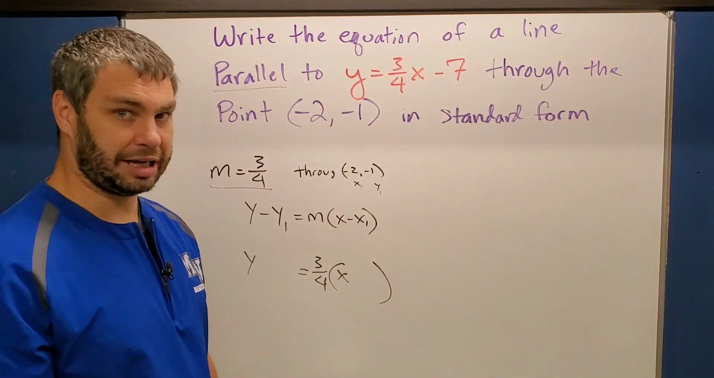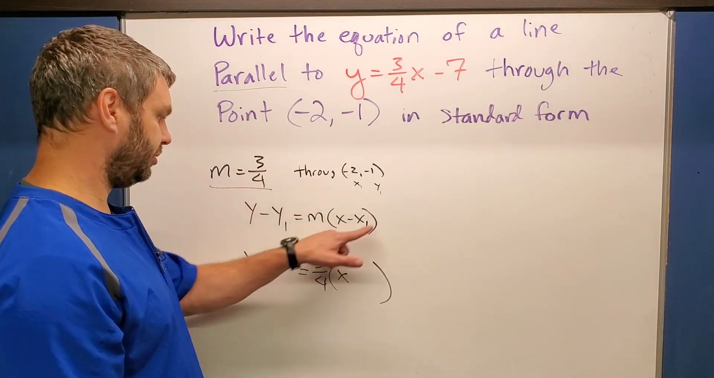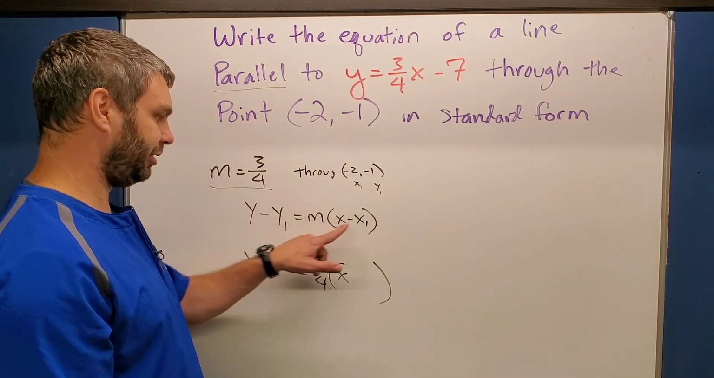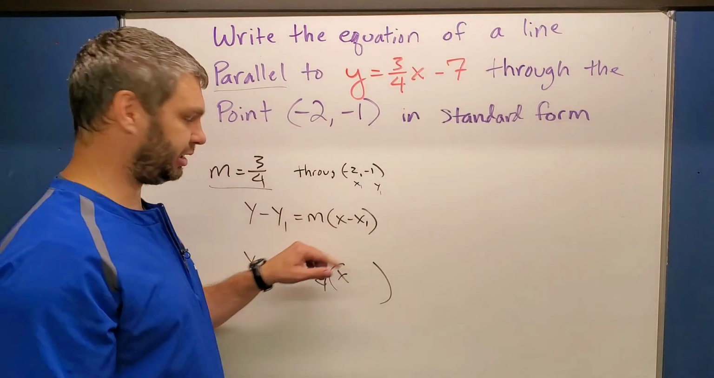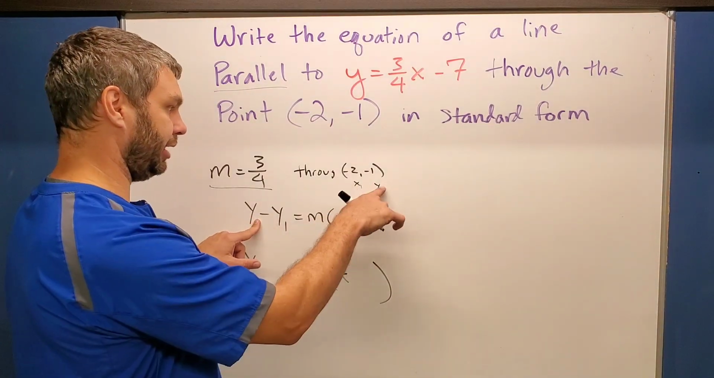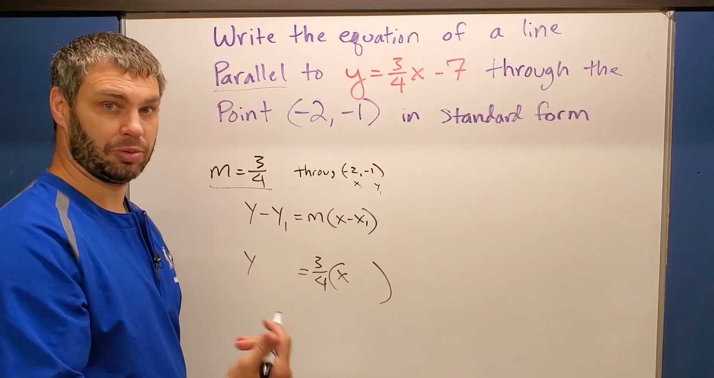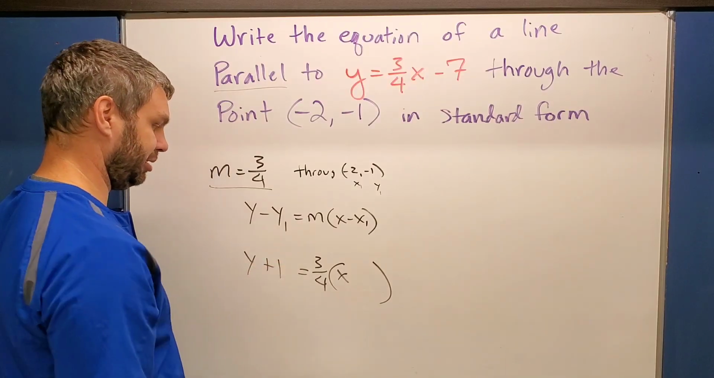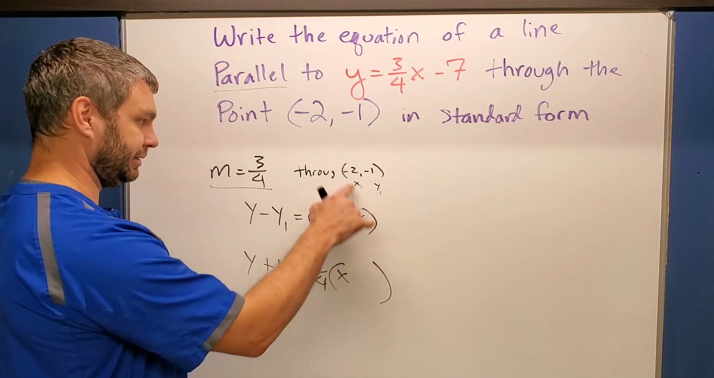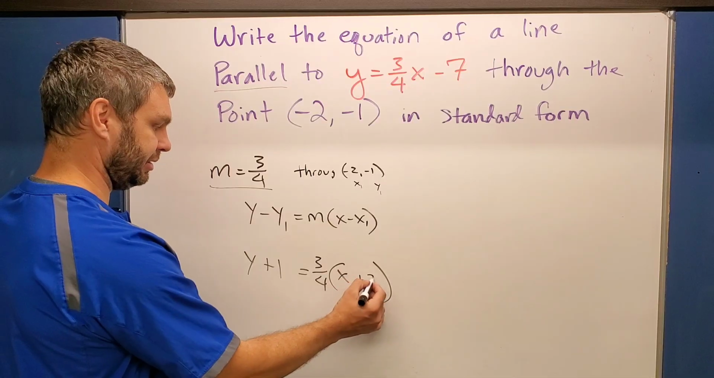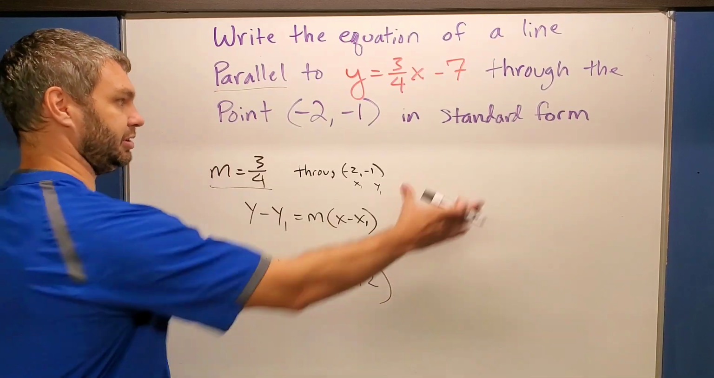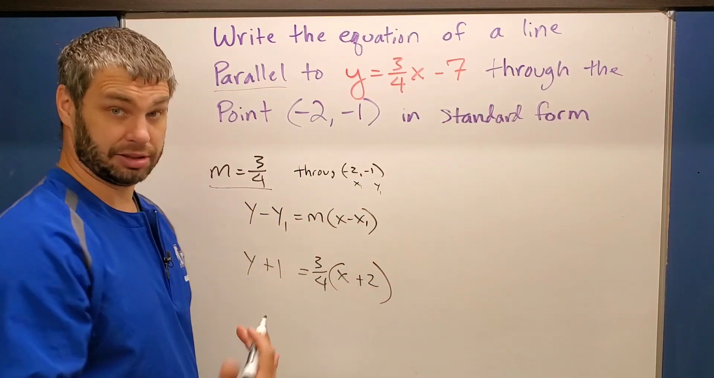However, there is one little caveat: part of the formula we use here already includes these negatives. So essentially, it's like we're saying y minus our y1, y minus a -1. Well, if I did y minus a -1, that'd be y plus 1. So that's what I'm going to put in. Same thing over here. x minus -2 is going to be x plus 2. Now, if yours doesn't ask for standard form, you can stop there. That would be your answer.